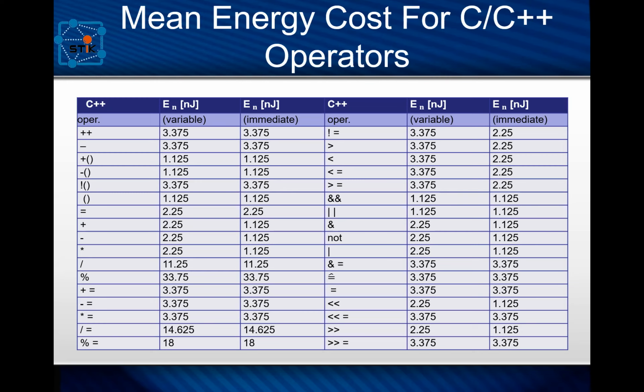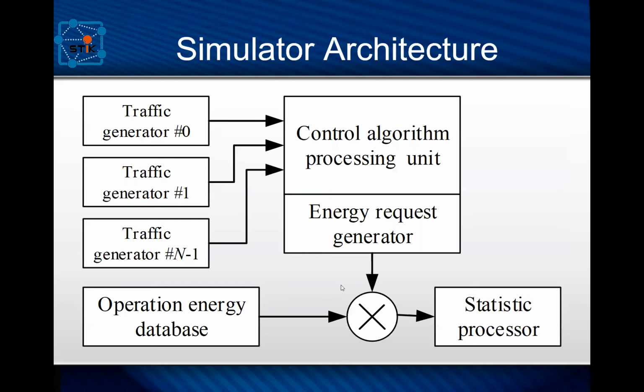I used such information in my simulator that was developed in the OMNeT++ environment. The structure of this simulator is very simple. It consists of n traffic generators, one traffic generator per one input of the switching node. The traffic generator generates a request to set up a new connection between inputs and outputs, or to transfer packets from input to output.